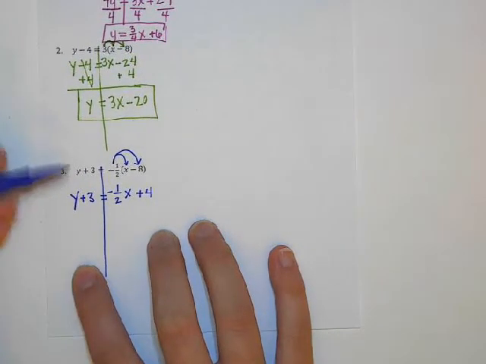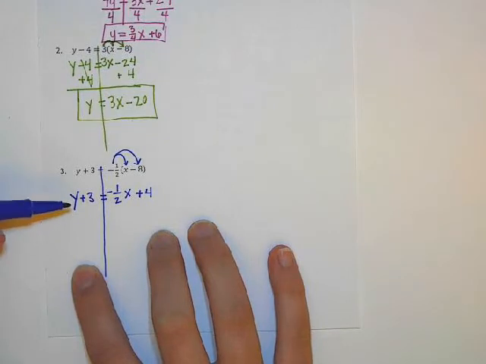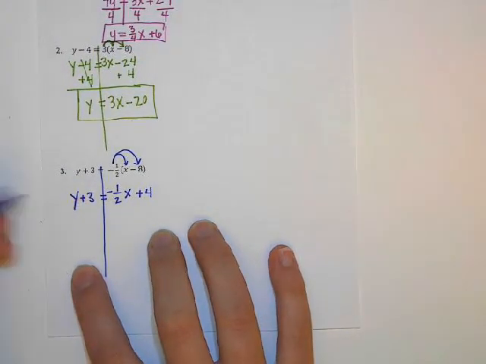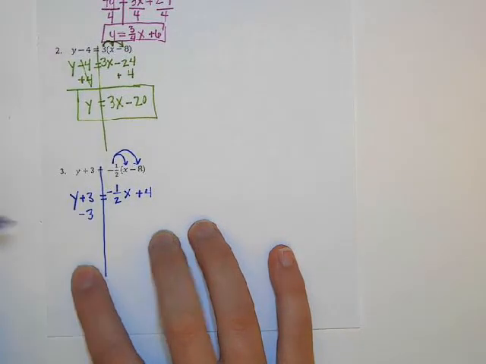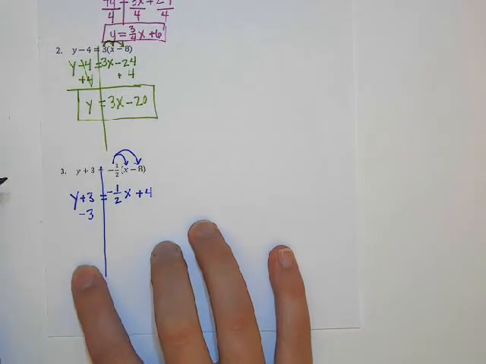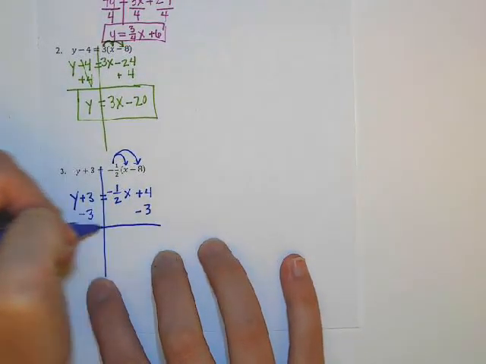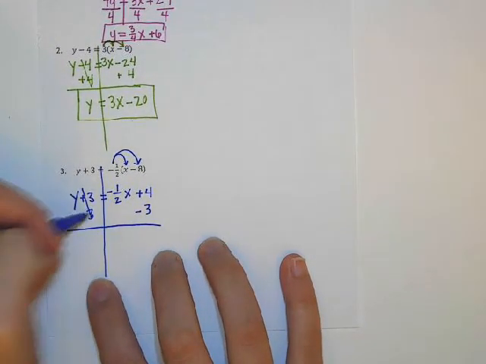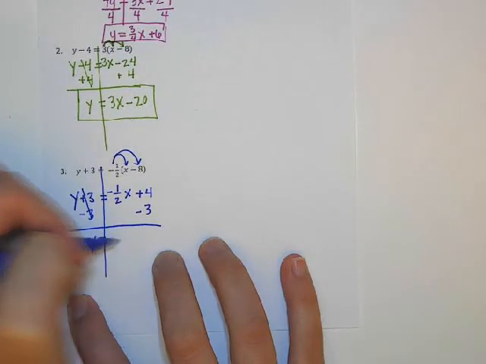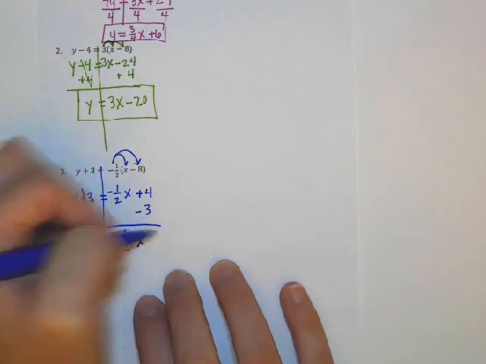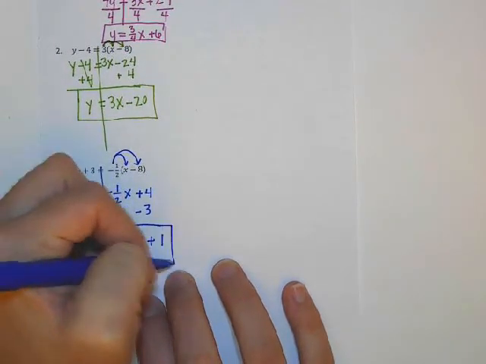Is y by itself? No. What does it have with it? A positive 3. How do I get rid of this 3? Minus 3. And where do I write the minus 3 on the other side? Under the 4, because they're like terms. These cancel. I'm left with y equals negative 1/2 x. 4 minus 3 is 1.